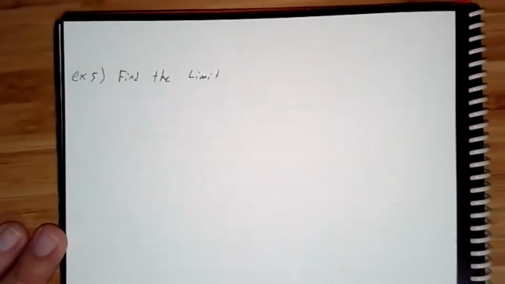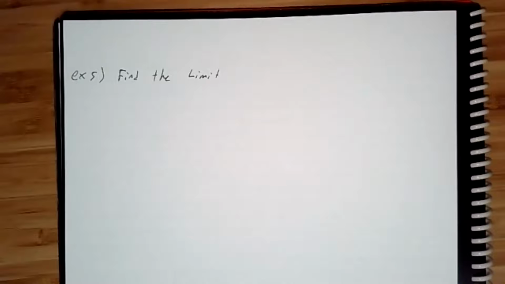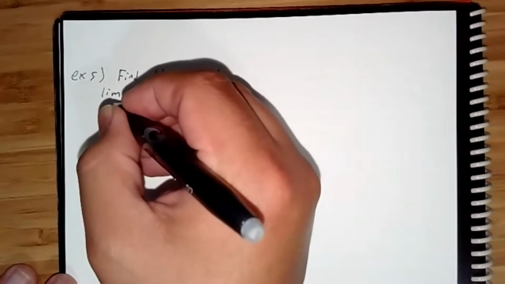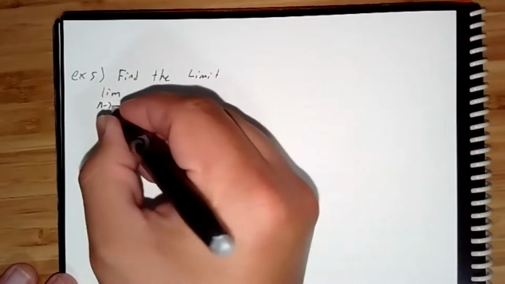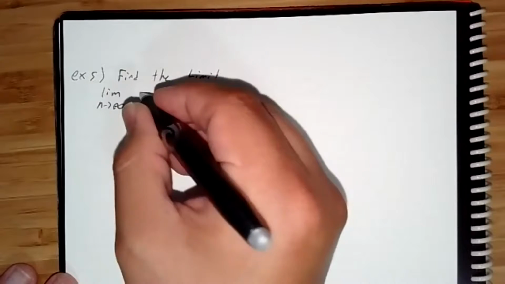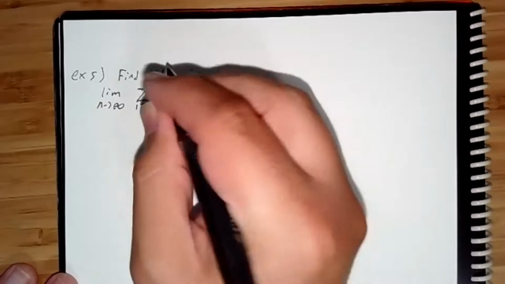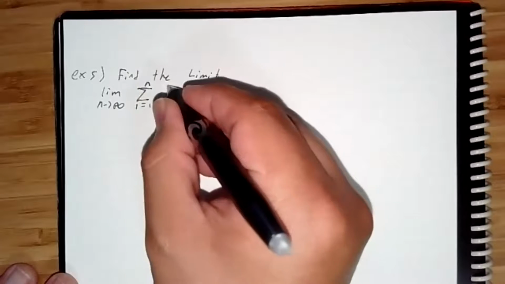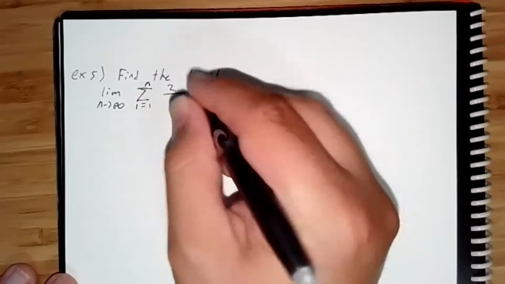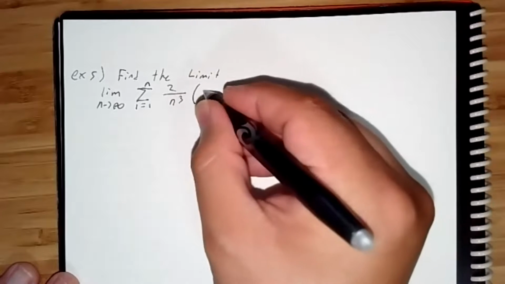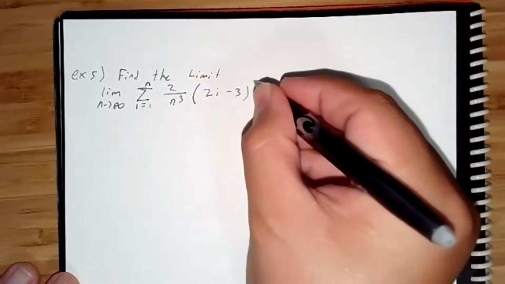So here's a limit that's attached to a sum. Find the limit as n goes to infinity of the sum from i equals 1 to n of 2 over n cubed times (2i minus 3) squared.